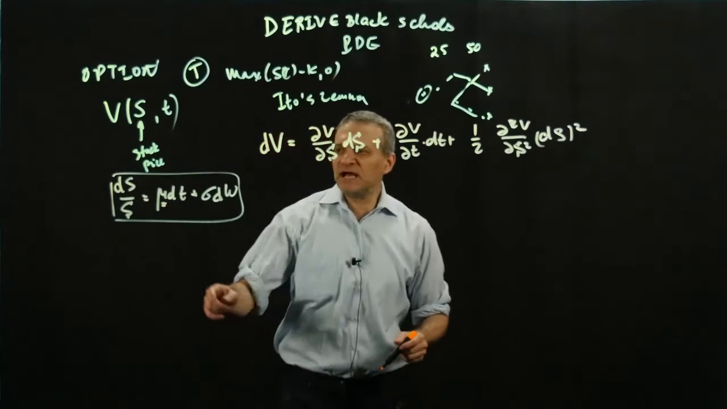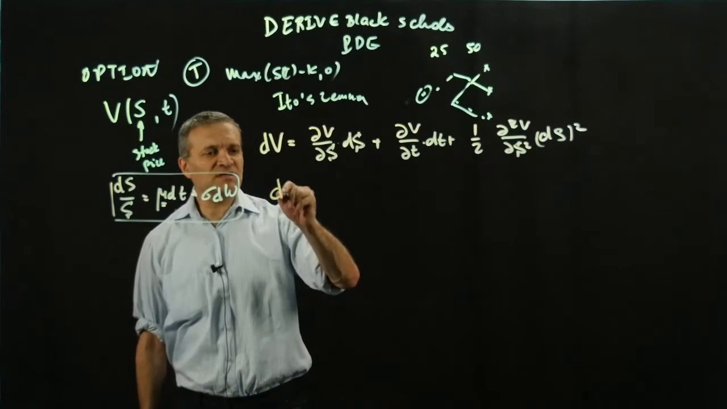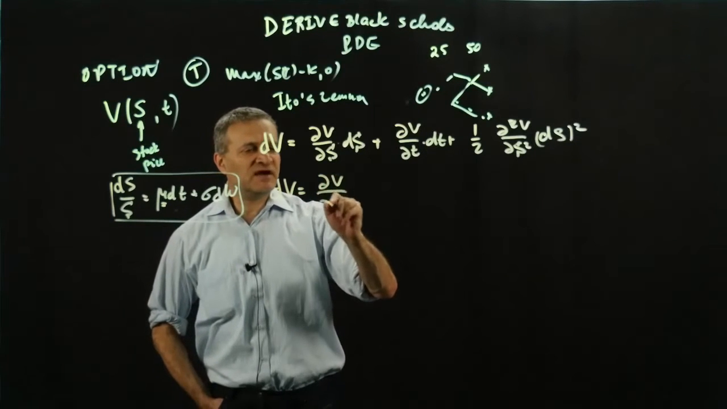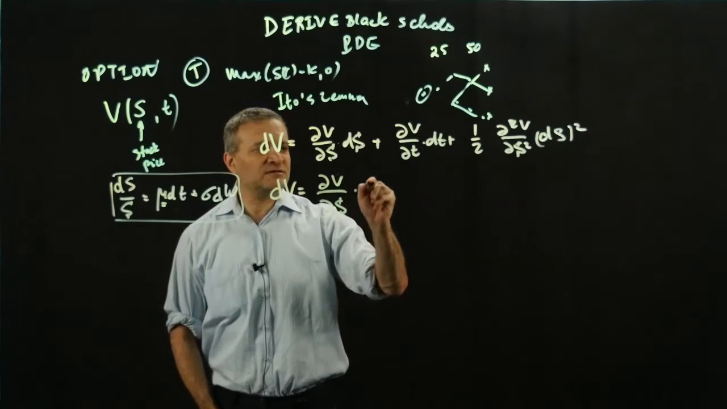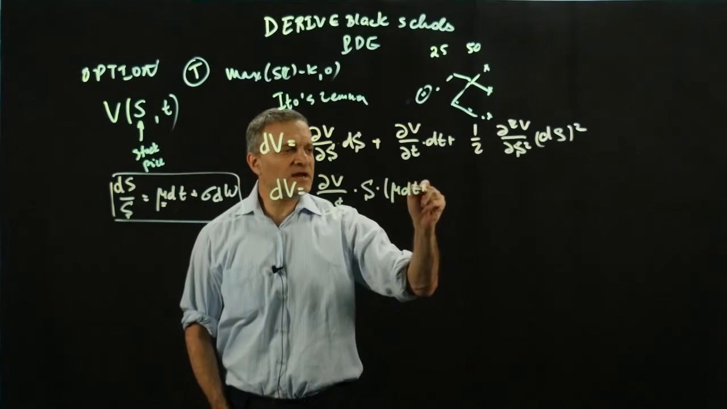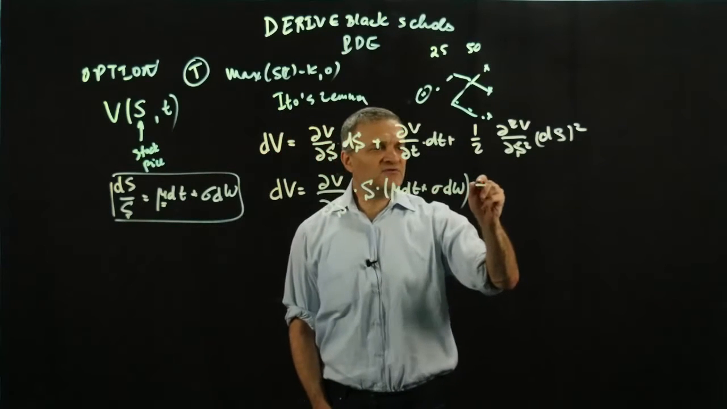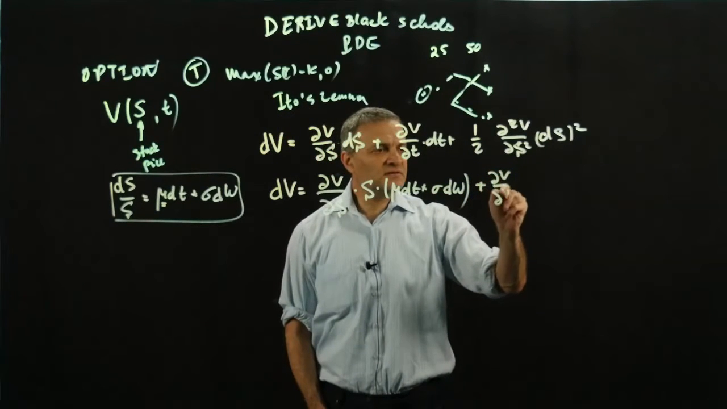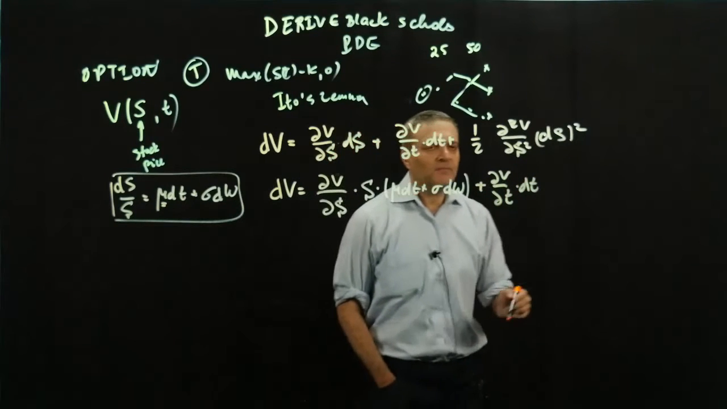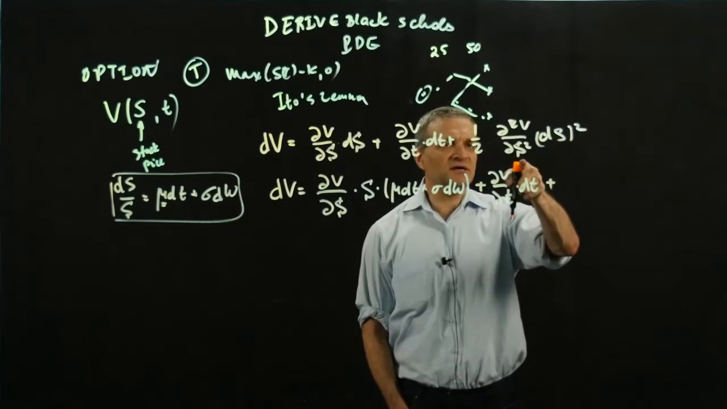So now let's apply this to this. What are we going to get? We're going to get dV equals ∂V/∂S times S times (mu dt plus sigma dW), plus ∂V/∂t times dt. We cannot do anything with that. Plus, and now we're going to get the following thing here.